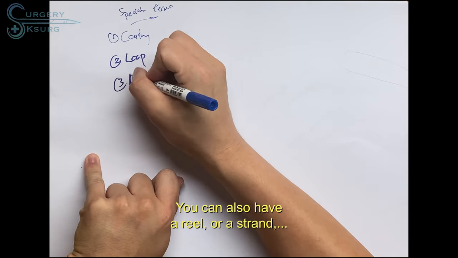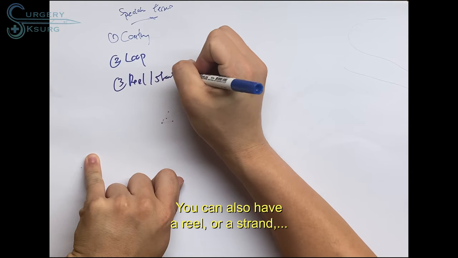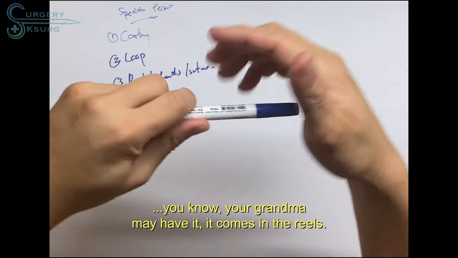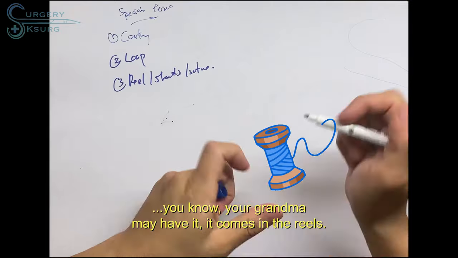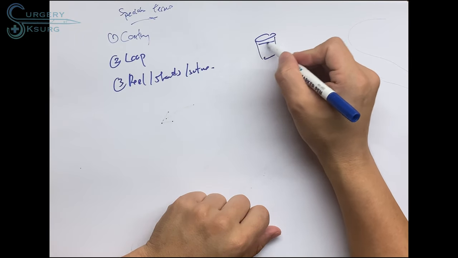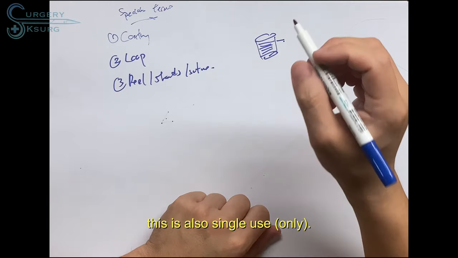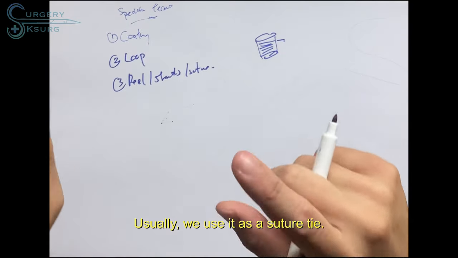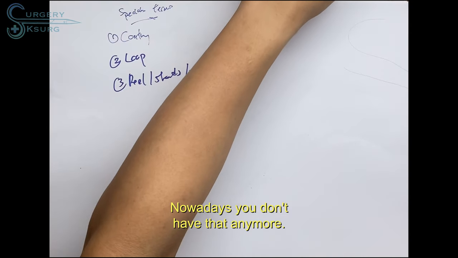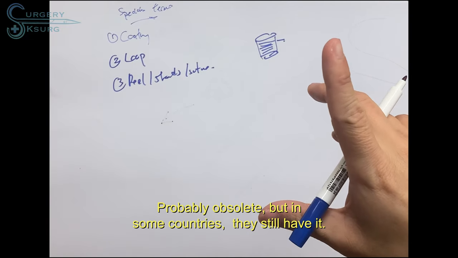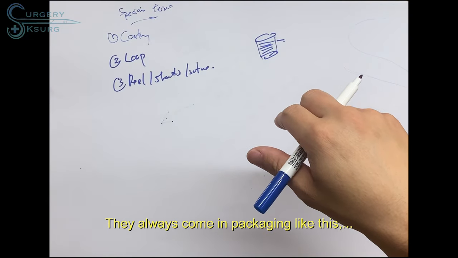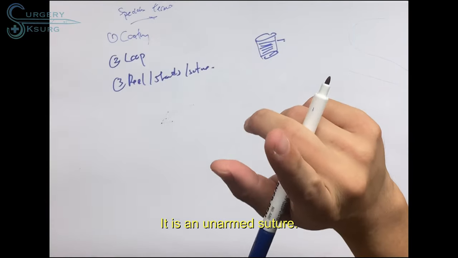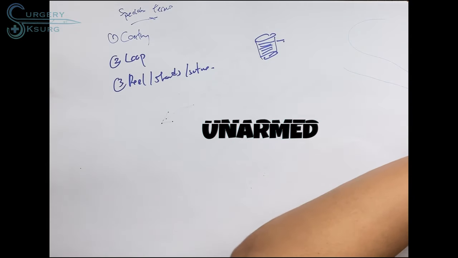You can also have a rail of strings, or we call it suture ties. Some sutures come in rails, like your grandma's. It's also single use, but usually we use it for ties. Nowadays we don't have that anymore, probably it's obsolete. In some countries we still have it, but they always come in packaging like this, and there is no needle. It's an unarmed suture.